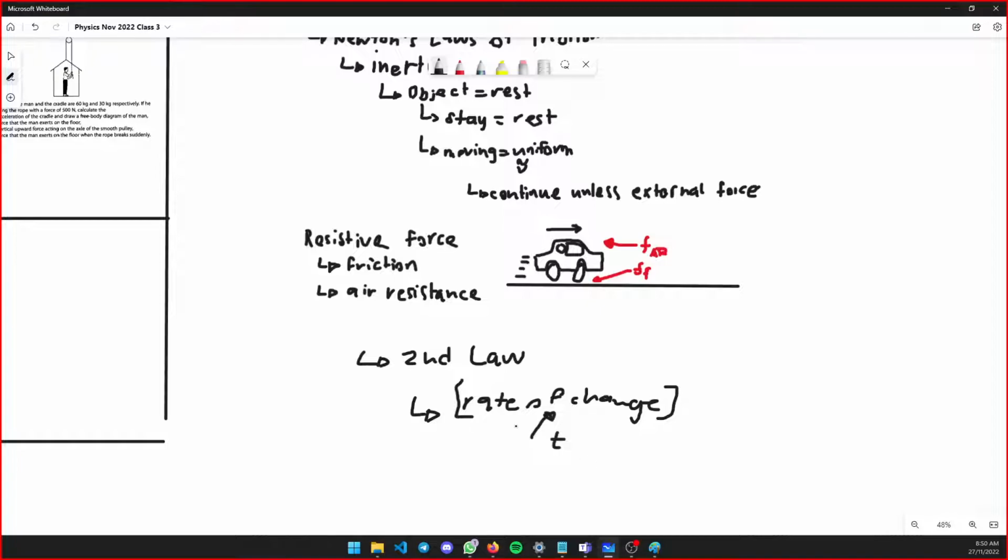So what does it state? The second law of motion states that the rate of change of momentum of an object is directly proportional to the resultant force acting on it.